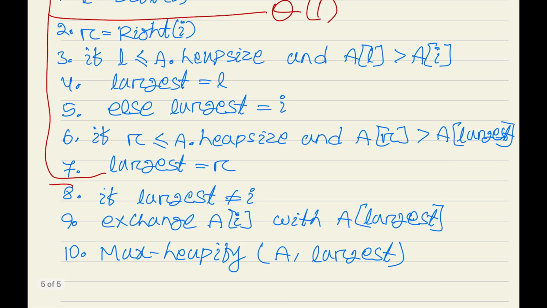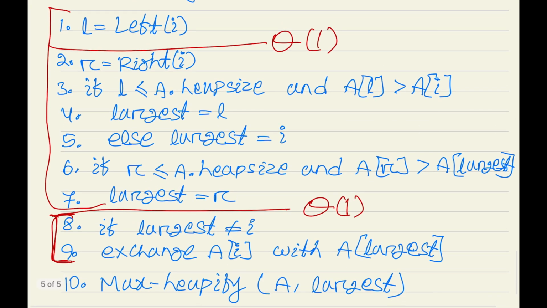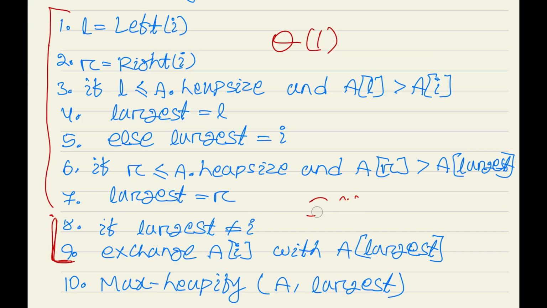Now again steps 8 to 9 are just swapping, so it is a constant amount of time. You can also consider this theta of 1 time. If we add a constant amount of time plus a constant amount of time, it is also a constant. So steps 1 to 9 are theta of 1. The steps that we have written from 1 to 9 take theta of 1 time, that means to find the largest and swap.